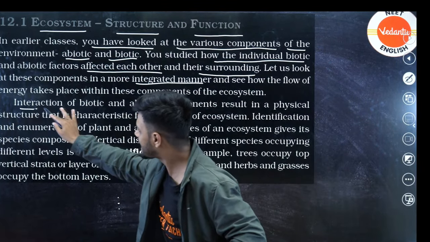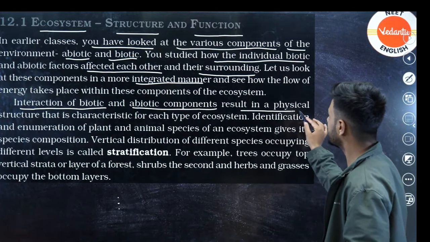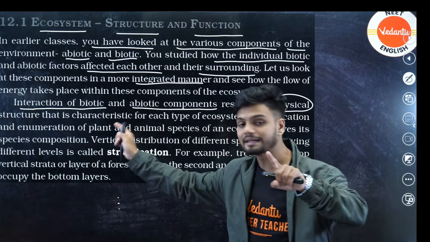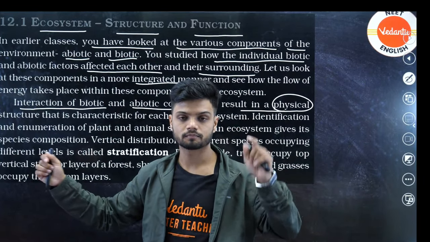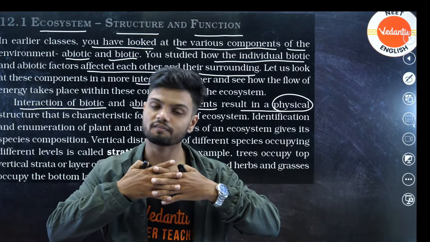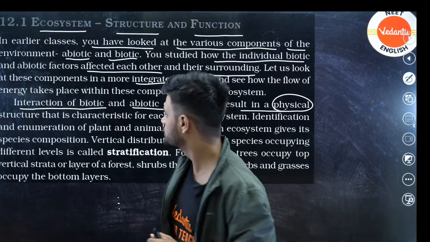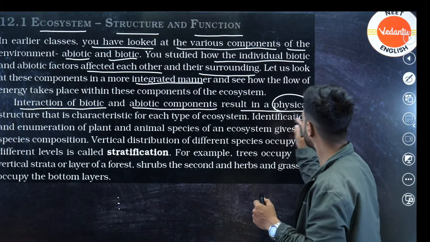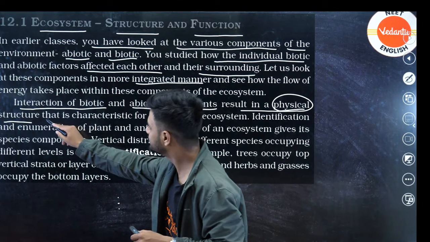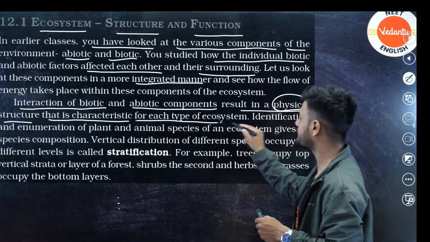Now, interactions of biotic and abiotic components result in a physical structure. This is very important. Interactions between abiotic and biotic components will result in a physical structure of the ecosystem. This is very important. Physical structure is a characteristic for each type of ecosystem.